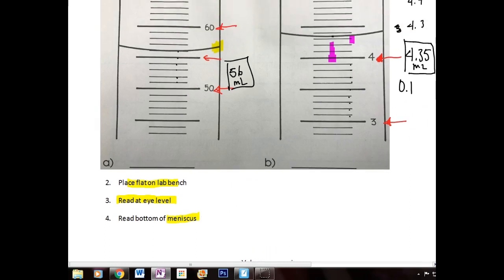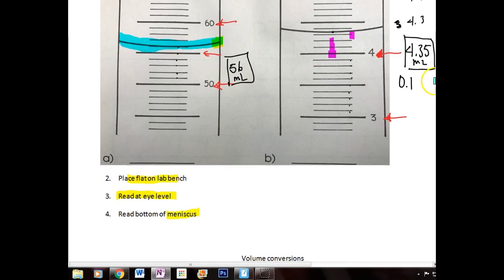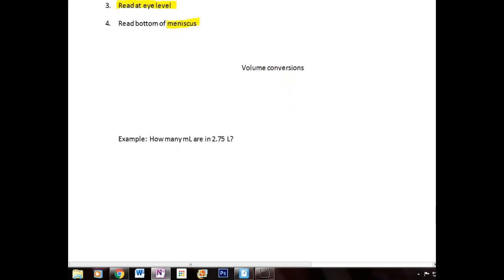And the meniscus is this curve that I discussed earlier. This is a meniscus, which happens quite often in smaller glass graduated cylinders due to the attraction of water and glass. So you're going to want to read the bottom of it, and that's how we deal with it. Okay, so those are 4 quick tips on reading a graduated cylinder. Let's dive into volume conversions now.